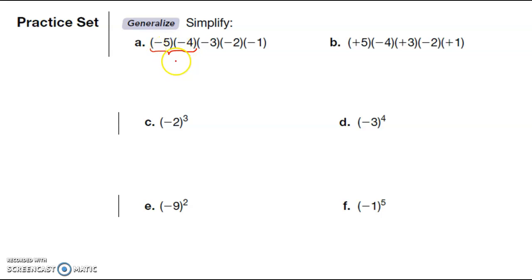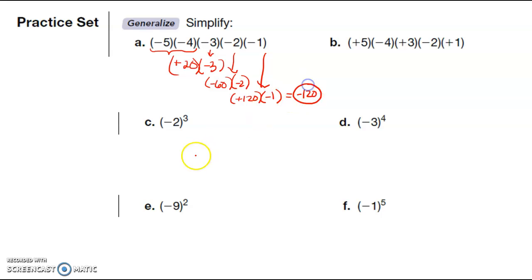So -5 times -4 is positive 20. And then I'm going to bring my -3 down. Positive 20 times -3 gives me -60. And then I'm going to bring my -2 down. -60 times -2 is positive 120. Bring my -1 down, and so this is -120. You can kind of see with all the different signs that it might get a little bit confusing if you don't do it step by step. So let's go over here.